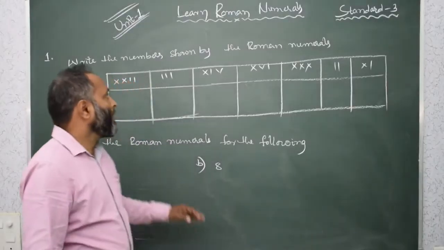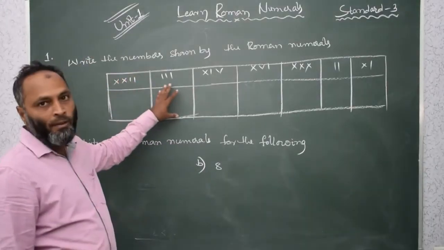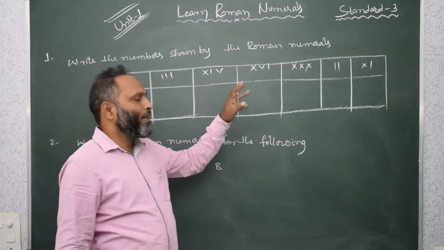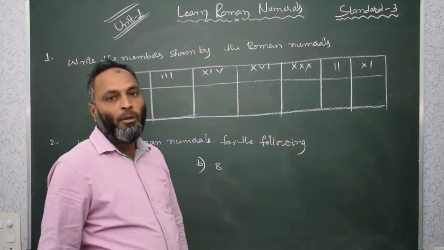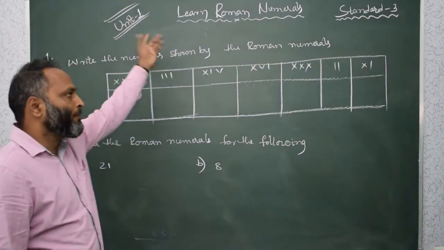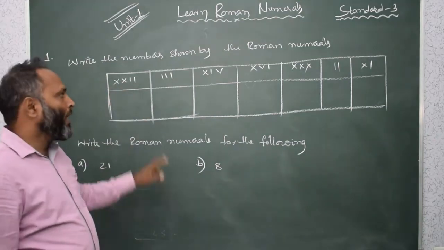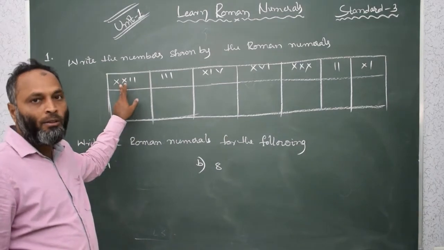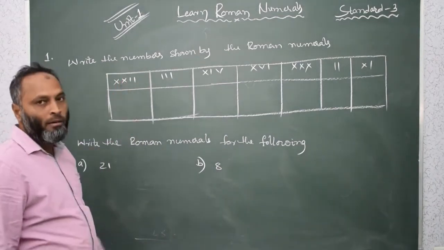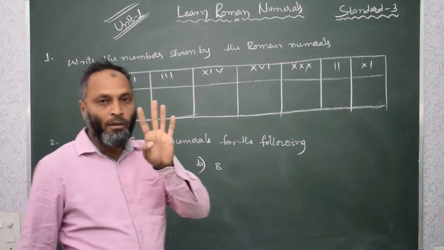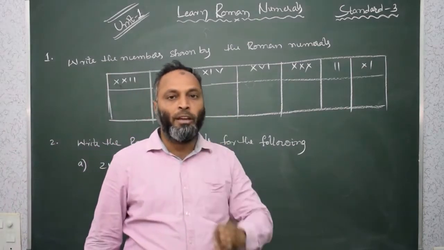Yes friends, now here some Roman numerals are given. These Roman numerals we have to write in Hindu-Arabic numerals. The first question is given: X, X, I. How do we write this Roman numeral in Hindu-Arabic numerals? According to our rules, we have a total of 4 rules, and we have to follow those 4 rules and write.